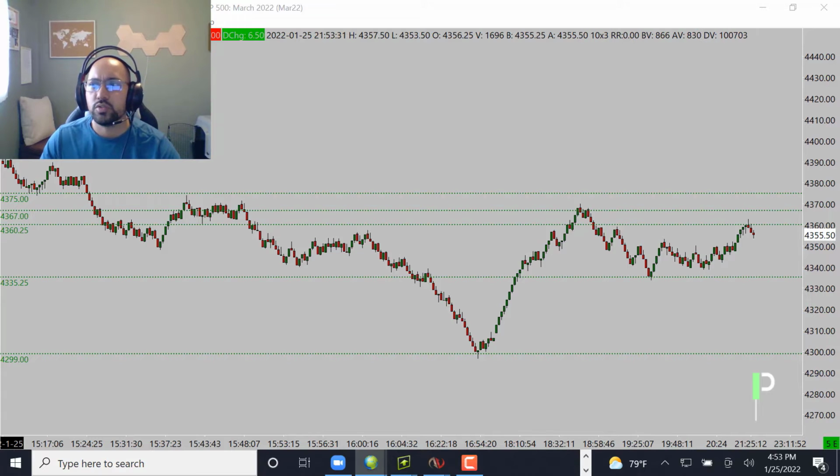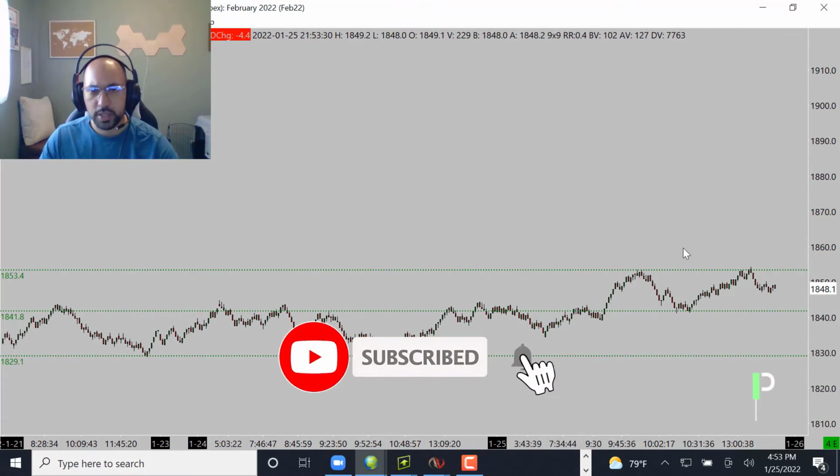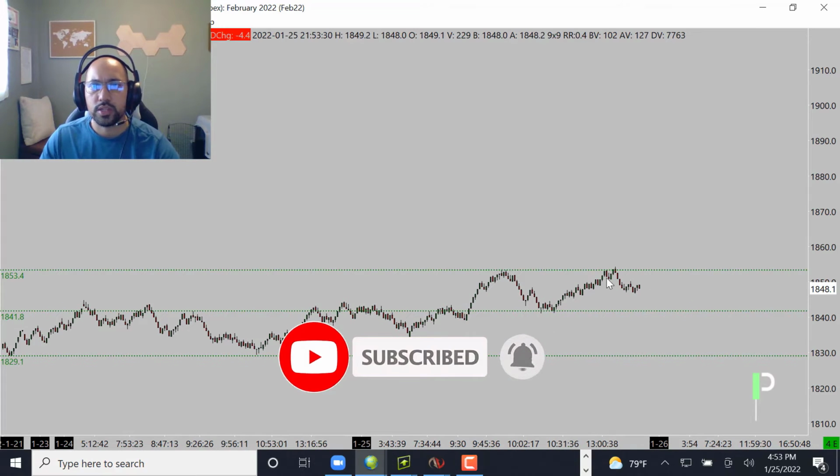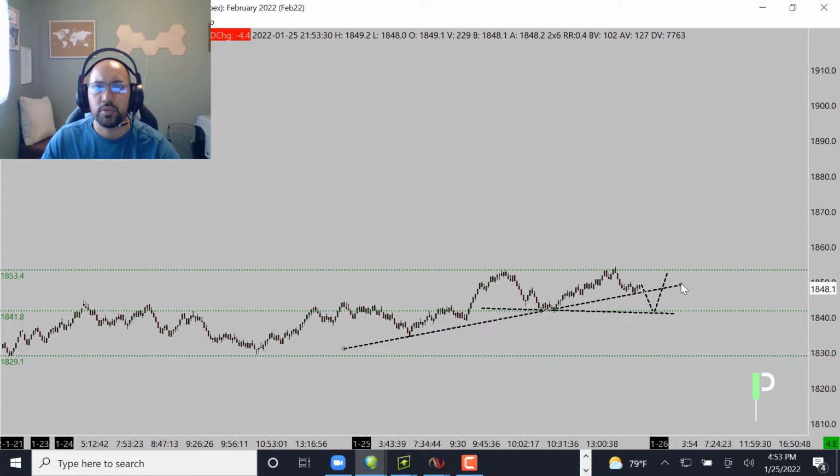But let's move over into gold. So for gold, pulling up the chart here, we can see we got 1, 2, 3 touches right off that resistance, 1853.4. You can see the market's trying to bring itself right back down. So want to see if we get back down to this support here, 1841.8, and then if we bounce, that's going to be a nice opportunity for a long to continue this bullish run here.